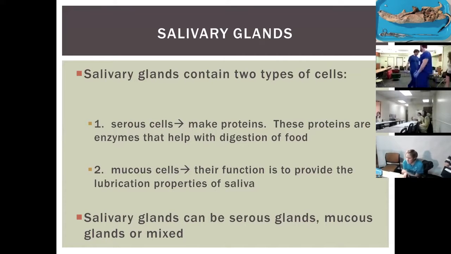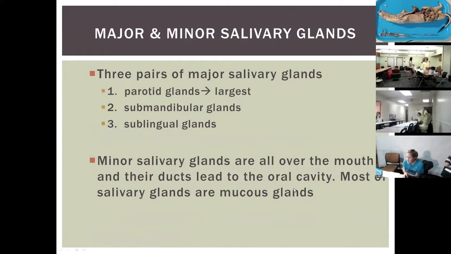Salivary glands can be completely serous. They can be completely made up of mucus cells, or they can be mixed, in which case they have both serous and mucus cells. So you have major and minor salivary glands. As you might imagine, major is going to be larger. You have 3 pairs. You have the parotid glands, those are your largest, submandibular glands and sublingual glands. The minor salivary glands are much smaller. They're all over the mouth, and their ducts, which secrete the product that they make, lead all over the oral cavity. And most of the minor salivary glands are mucus glands.